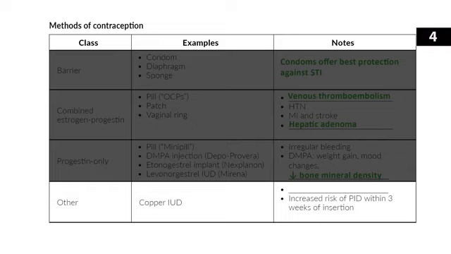Finally, there's a non-hormonal method that you should be familiar with, the copper IUD. This is a long-lasting method. It lasts for 10 years, but it is also reversible. There is a small risk of uterine perforation when the IUD is being placed, and there is an increased risk of acute pelvic inflammatory disease with IUD use, but that really only occurs in the first 3 weeks after insertion.